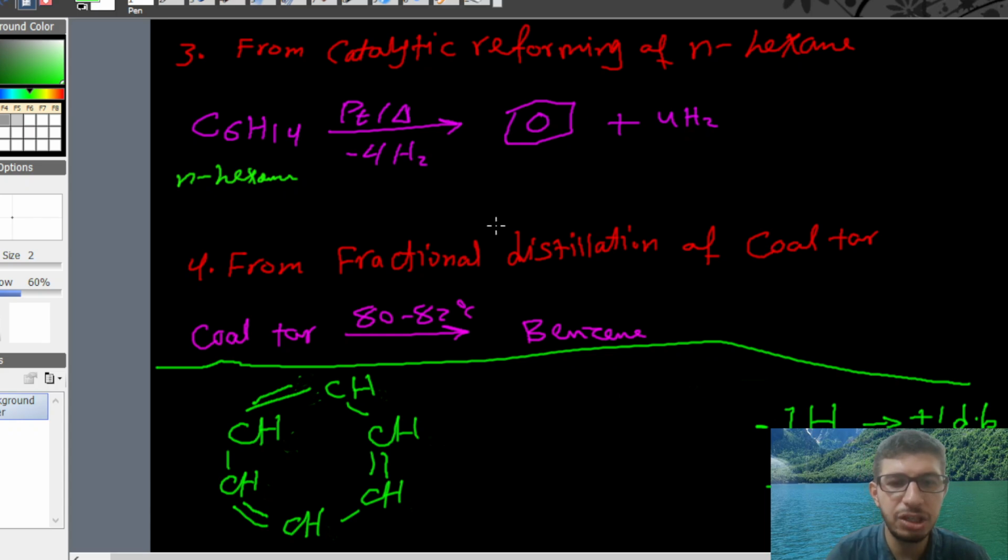Actually, if I do fractional distillation to coal tar, and I heat from 80 to 82 Celsius degrees, I get benzene. And I think you get what fractional distillation is, right? If you don't understand what fractional distillation is, please comment down and I will make a video about it.